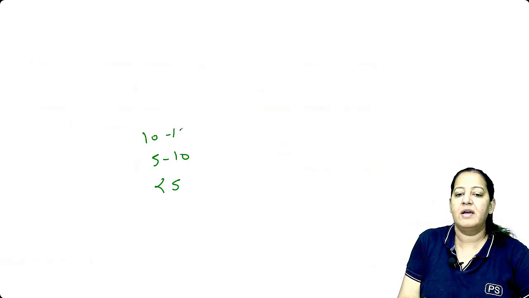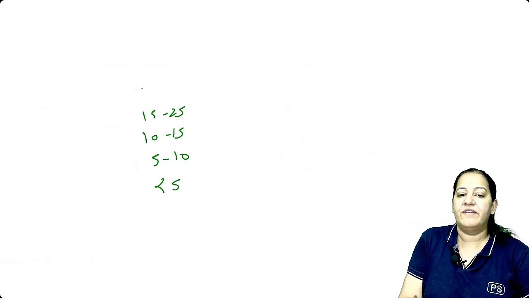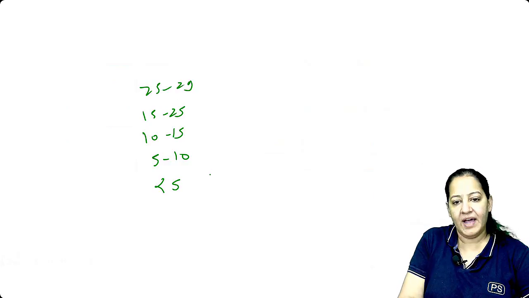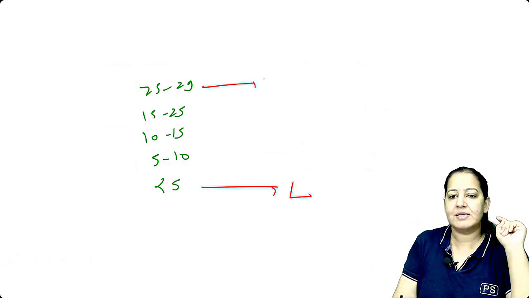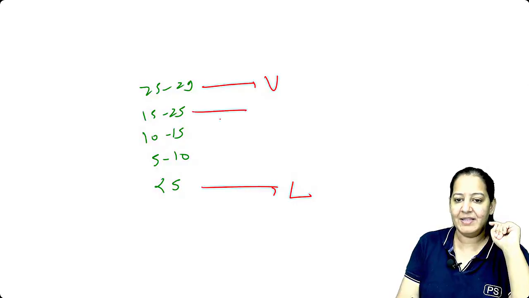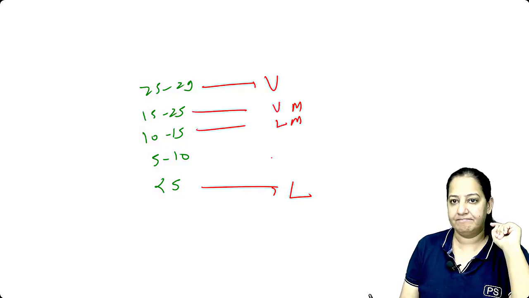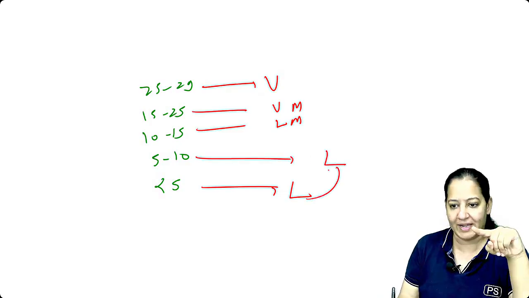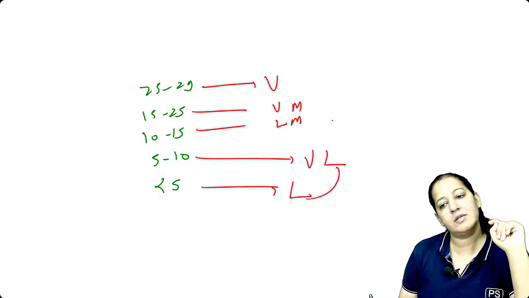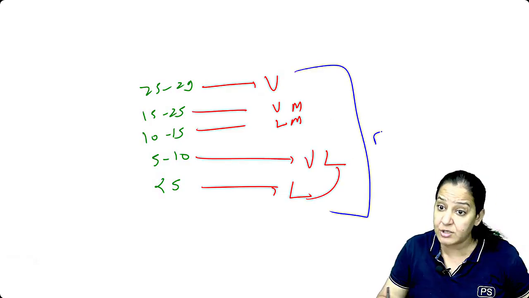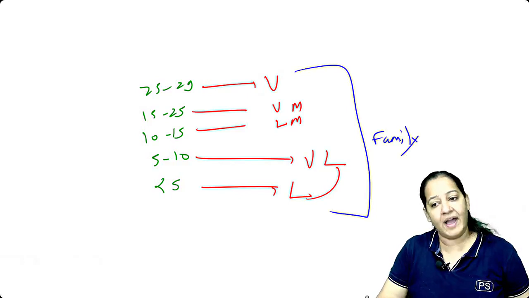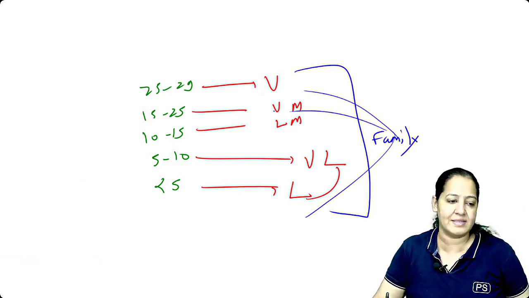So we will divide them like this: less than 5, 5 to 10, 10 to 15, 15 to 25, and 25 to 29. So this is lower class, this is upper class, and these two are middle class. This is lower middle, this is upper middle. This one is lower only, but a little bit upper lower. So that decides the class of that family, whether the family is upper class, lower class or middle class.